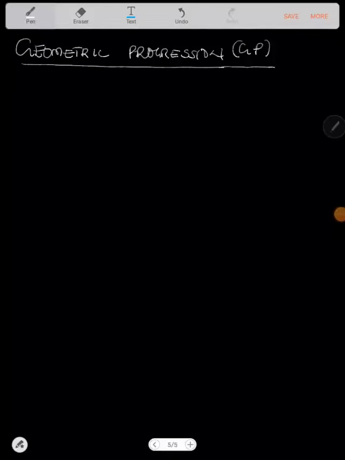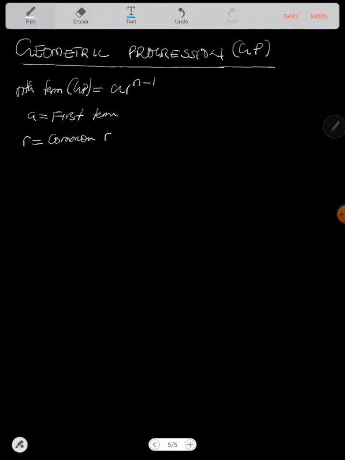Hello. So under geometric progression, what we need to know is we have about four things. One is the nth term. The nth term for a GP is given by a r to the power n minus 1, where a is the first term in the sequence, r is the common ratio, and n is the number of terms.